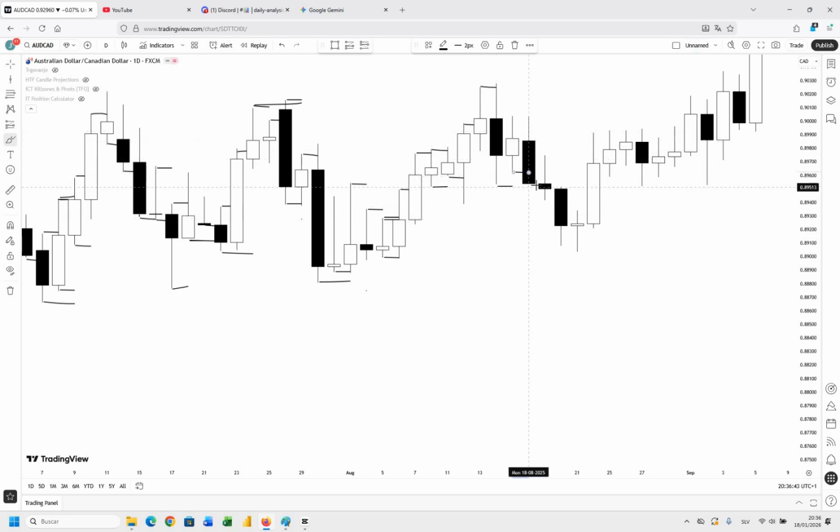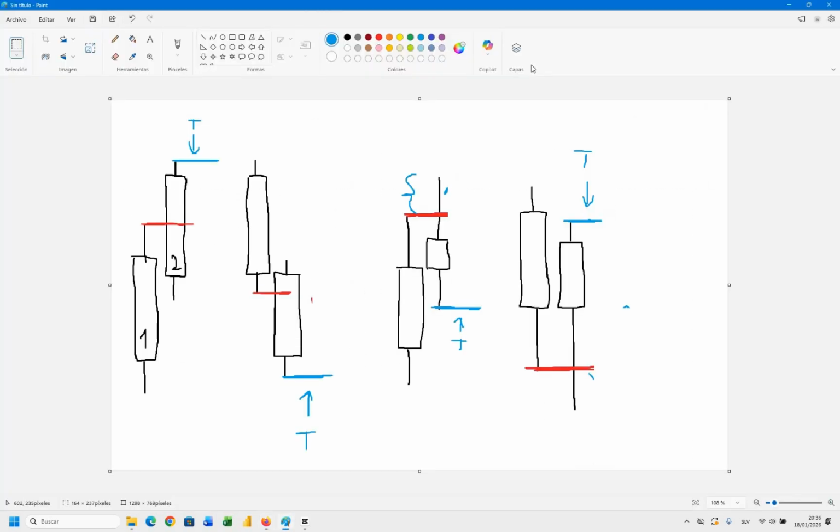We body close below the low, so target is here, and we body close below both of those lows, target is here. We body close, target is here. We sweep and close above it, target is here, and so on and so on. So basically, make a screenshot out of this. We are targeting the blue lines, based on how the second candle treated the first candle.